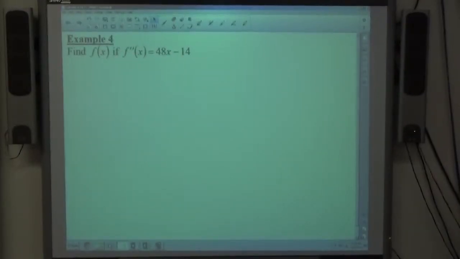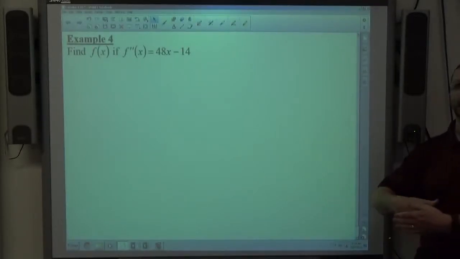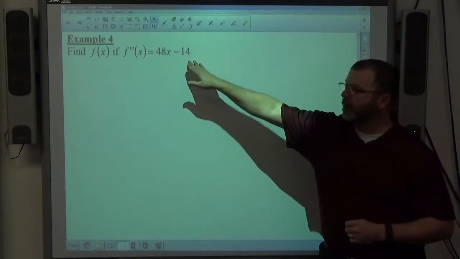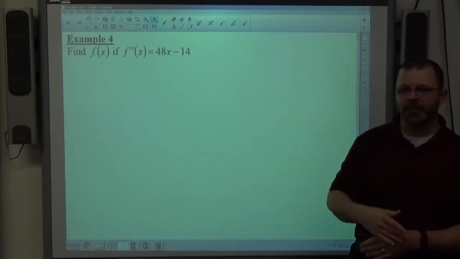Example 4, find f of x given f double prime of x equals 48x minus 14. So now we have a second derivative. They want to go back to the first derivative and then back to the original function. So we have to do it in steps. You can't go directly from a second derivative to the function. You have to step it off to do this.